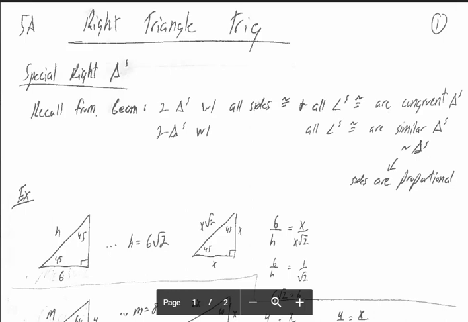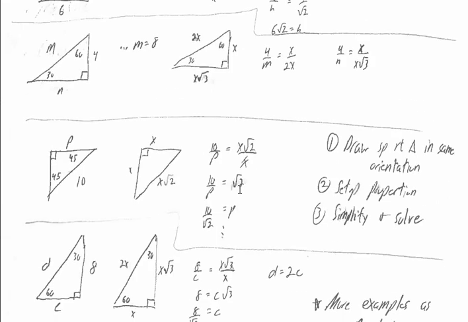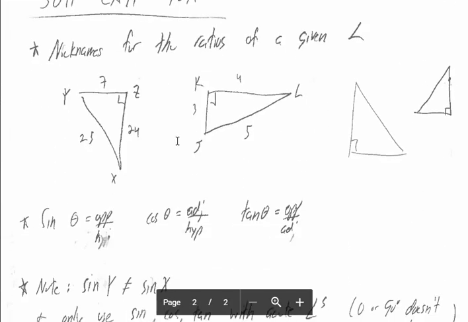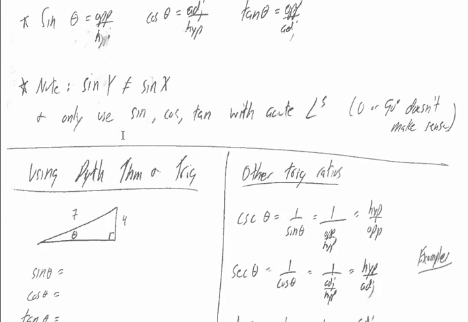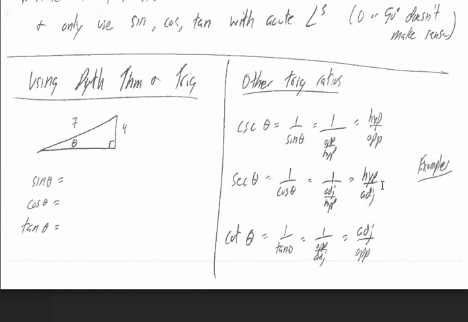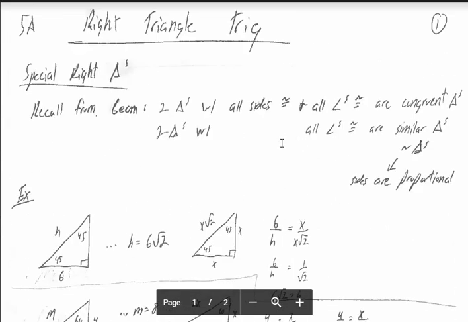Hello students, this is Honors Pre-Calculus Lecture 5A, Right Triangle Trigonometry, and the basic purpose of this lesson is to familiarize ourselves with the trigonometric ratios, to figure out what that sine, cosine, tangent stuff is all about, and then also start to think about how to use those to figure out sides and whatnot. So the sides of a triangle.